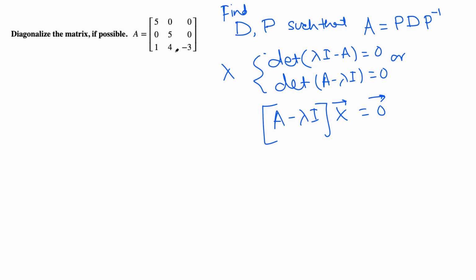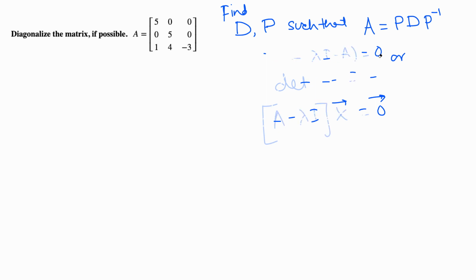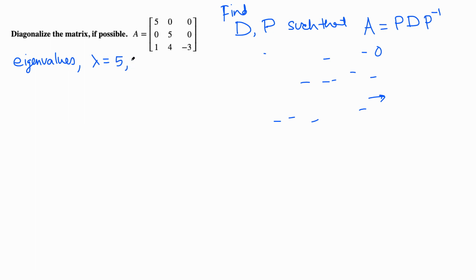But we are lucky in this question because this is a lower triangular matrix. Lower triangular means we can easily find the eigenvalues. Since A is lower triangular, the eigenvalues are 5, 5 and negative 3. So we can just say 5 with multiplicity of 2, and negative 3. So we got only two eigenvalues.